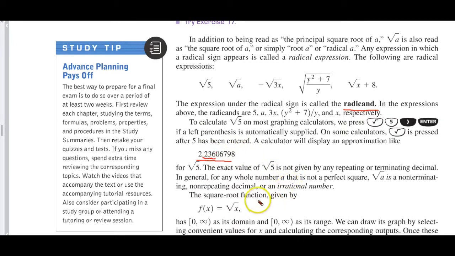Okay, and then remember we had said if this were a perfect square underneath it, it's a rational number, but if it's not a perfect square, then it is an irrational number. We did that in Math 100 at Chapter 1. Now, what is the domain of these? Let's take a look at that for a moment.